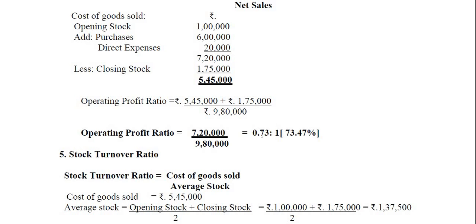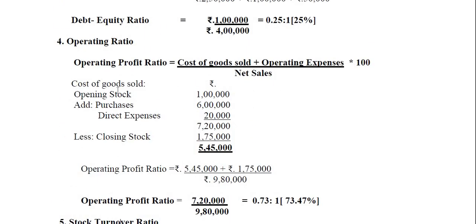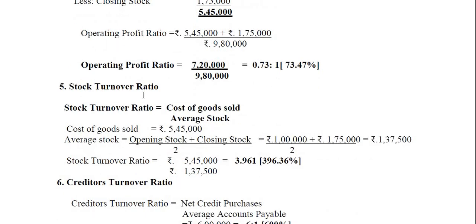So you will get 0.73:1. In other words, 73.47%. That means it is not operating profit ratio, it is operating ratio. Operating profit ratio means 100 minus 73.47. I mean operating ratio only, not operating profit ratio. So it's an error. This should be cut. So it is 0.73:1. Stock turnover ratio. Stock turnover ratio is equal to cost of goods sold divided by average stock.